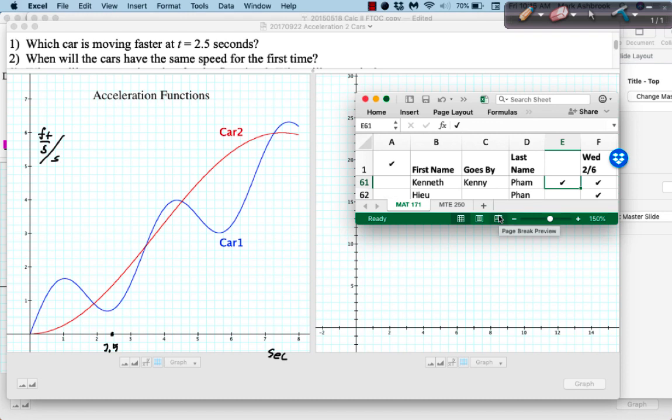Okay, Lauren, what do you think? So, which car is moving faster at 2.5 seconds? What do you think, Lauren? Okay. So isn't it car 2, because car 2, the graph is higher there? Why not? Because these aren't speed graphs, right? What are these? Acceleration. Okay, so how do we get speed from acceleration? We just talked about it. How do we get speed from acceleration?